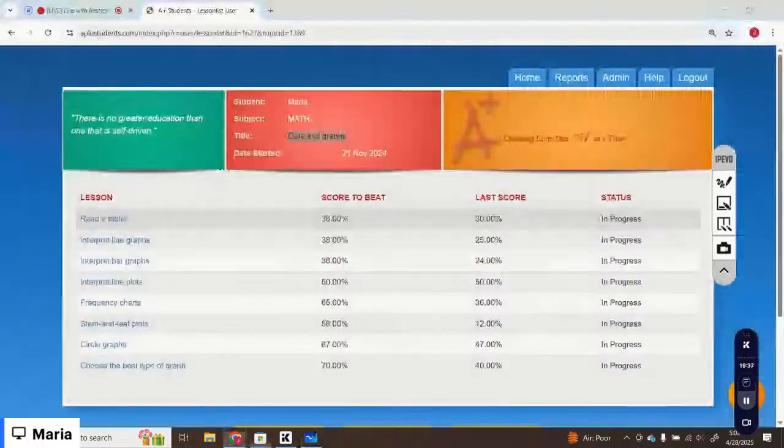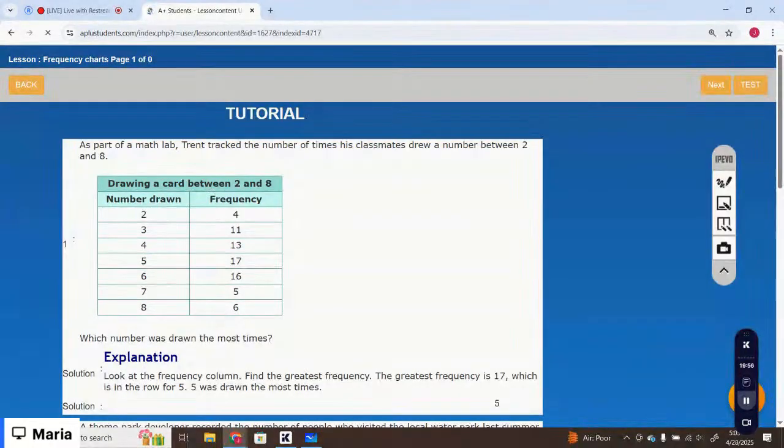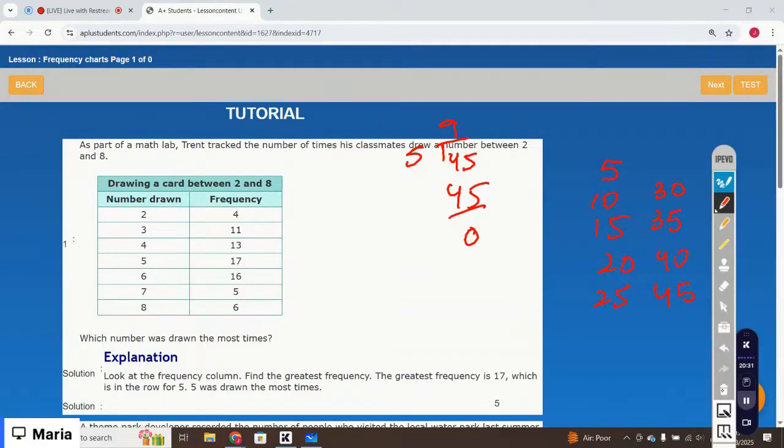Here I'm on grade 4 math. As a part of a math lab, Trent tracked the number of times his classmates drew a number between 2 and 8. Which number was drawn the most times? Which number was drawn most of the times? 17, that is the highest number. So that means the number drawn is 5. So the correct option is 5.